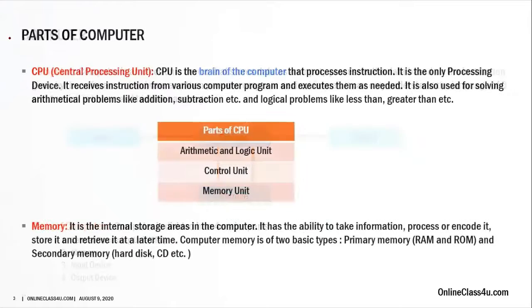So next comes the memory. What is memory? Memory is an internal storage area in the computer. This memory has the ability to take information from the input device, then process it. If you want to store it, it will store it, or if you want to print it, then it will come out as an output. Computer memory is again of two types. One is the RAM and the other one is ROM.